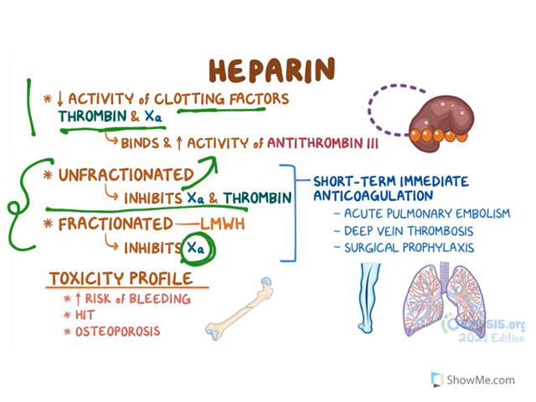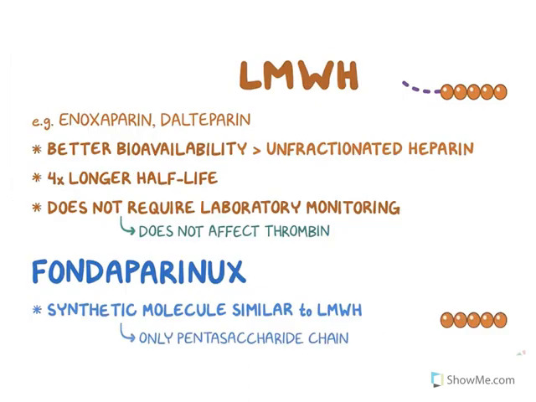only inhibit factor 10A. Now the major adverse effects are risk of bleeding, heparin-induced thrombocytopenia. This is the biggest problem with heparins. Now the next one, osteoporosis. Bones may get brittle. Now see, all these drugs can be used for short-term immediate anticoagulation activity. They are used to treat acute pulmonary embolism, deep venous thrombosis and surgical prophylaxis.